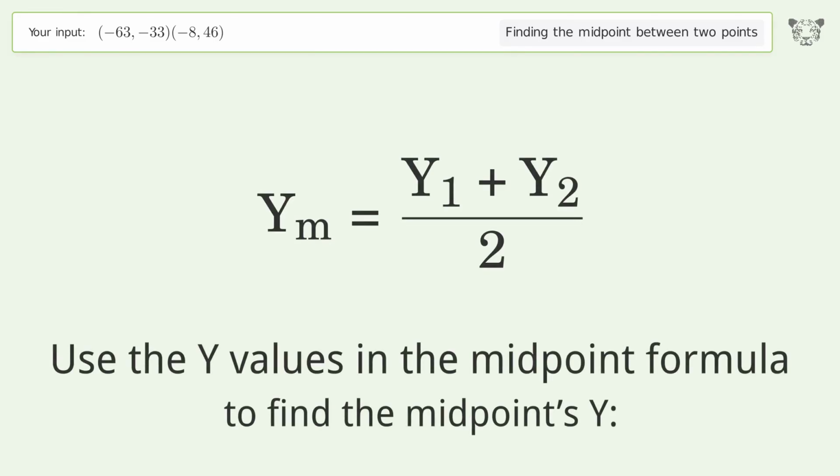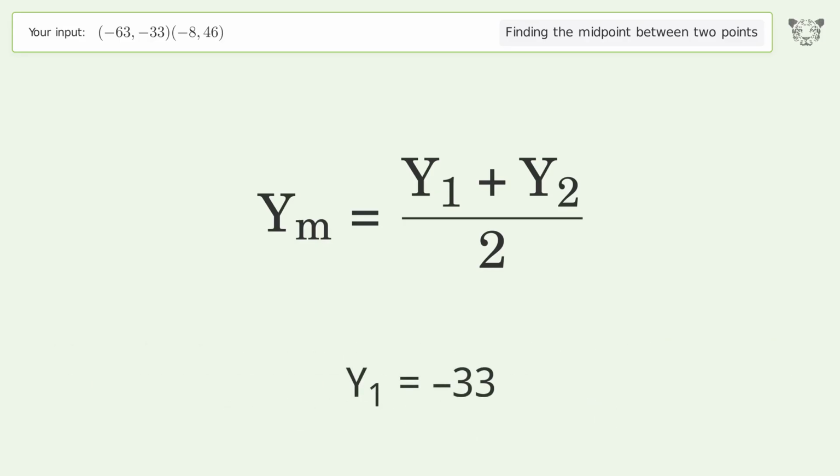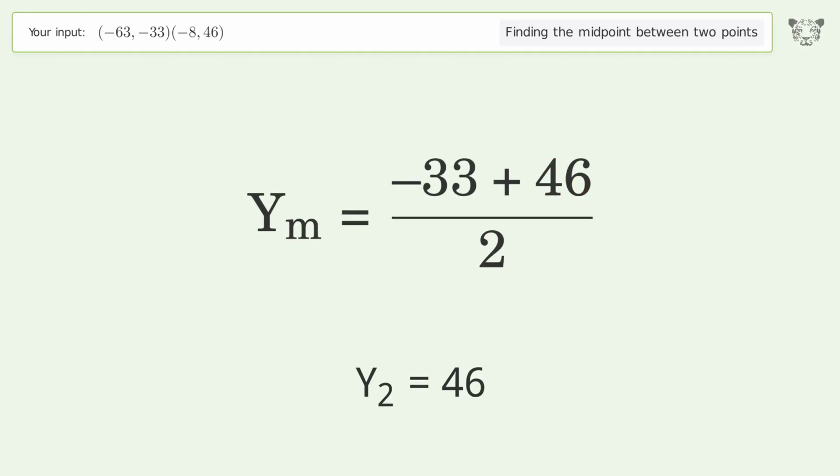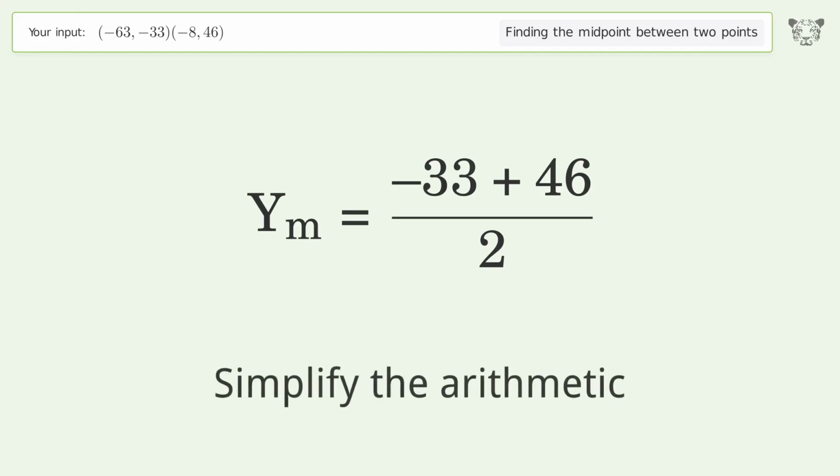Use the y values in the midpoint formula to find the midpoints y. y1 equals negative 33. y2 equals 46. Simplify the arithmetic.